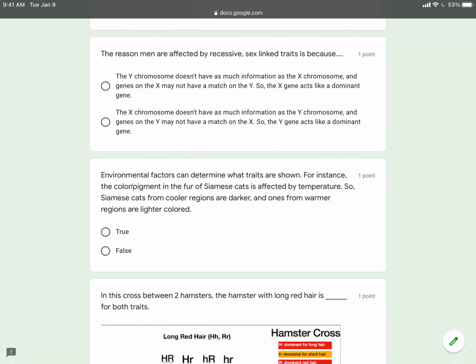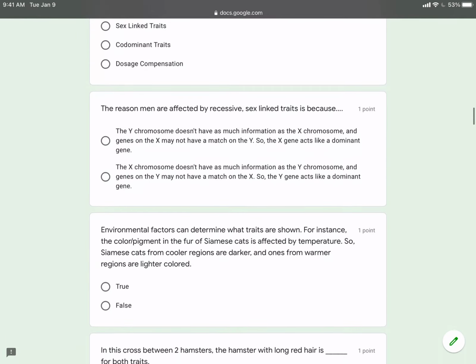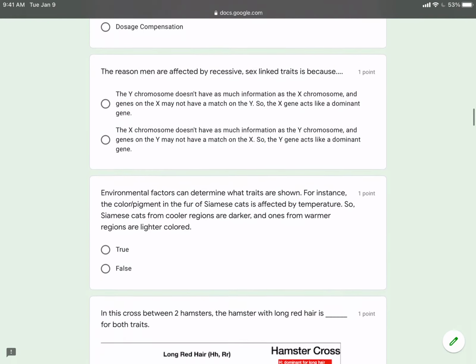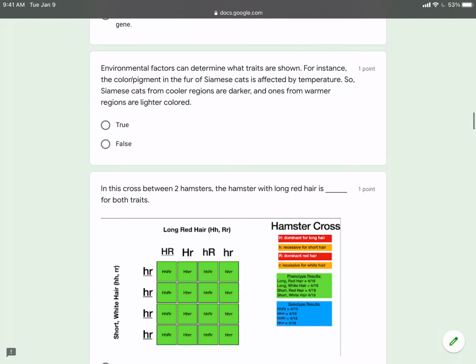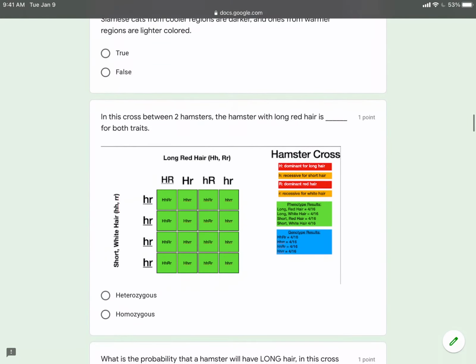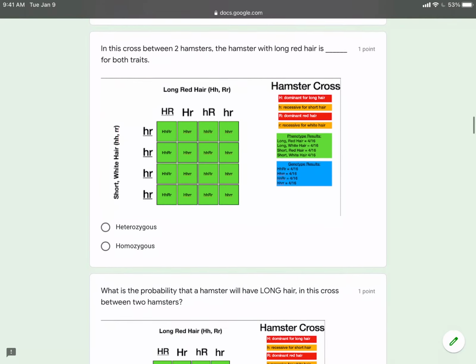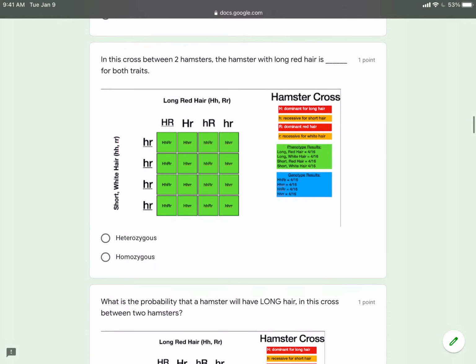Sex-linked traits has to do with this particular question right here, and I will probably get into that when we get to an example down below. So worry not. All right, a cross between two hamsters. When you get into these dihybrid crosses, just remember which is the dominant and which is the recessive trait.